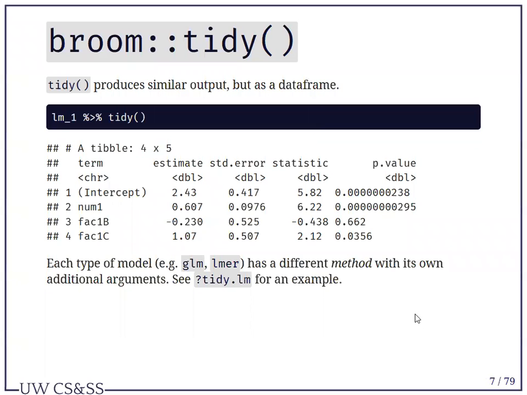In comes tidy. Tidy produces a similar output, but as a data frame. So using our same model object from before, we pipe it to our tidy function. And we'll see that now, as a data frame, we have our coefficients, our standard errors, our related p-values. And each type of model has a slightly different method with its own additional arguments. So I would say look at the help for tidy.lm as an example.